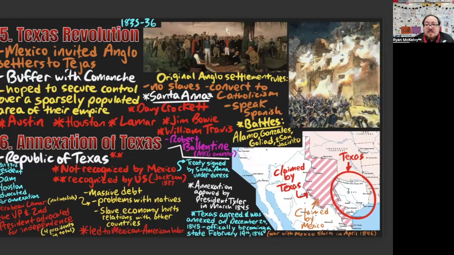As previously stated, Texas was still part of Mexico at this time, known as Tejas. It was part of the state of Coahuila y Tejas. And it had been very sparsely populated. There were not a lot of people living there. Texas had been very sparsely populated since Mexico had broken away from Spain in 1821.